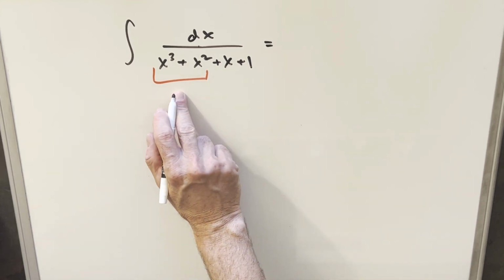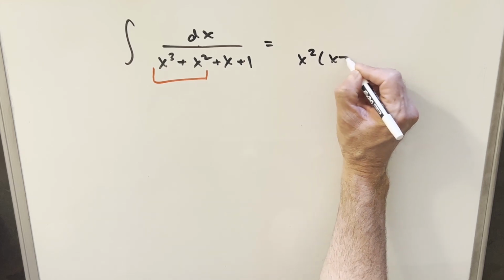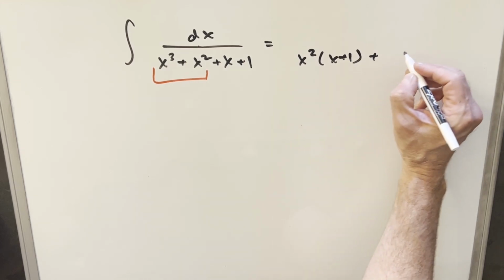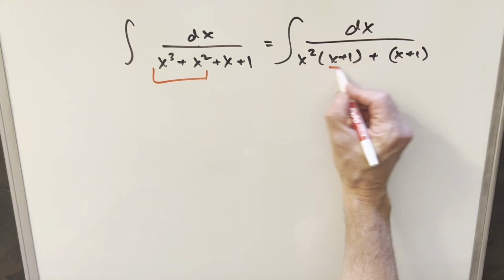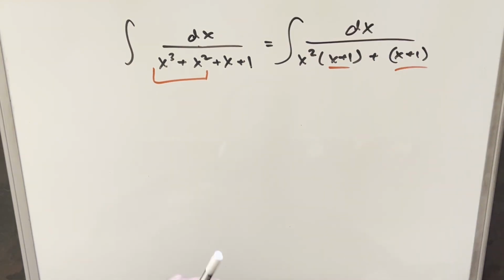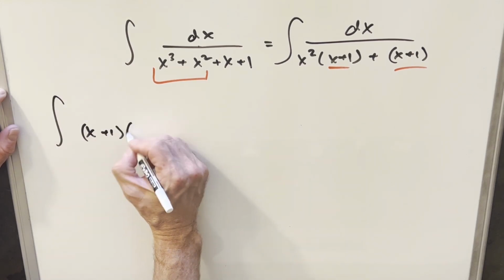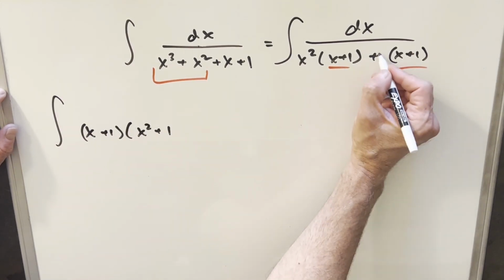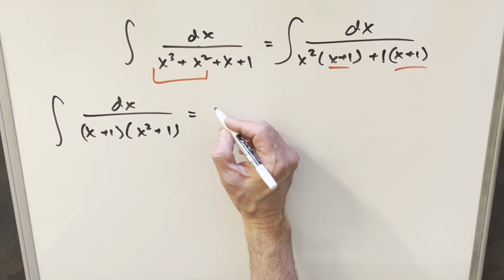So with these two terms, I can factor an x squared out, and this is going to become x plus 1, which is nice because we also have an x plus 1 right here. So now we have this x plus 1 in common, so I'll factor that out. When I rewrite it, we're going to have x plus 1 times x squared plus 1. Just noticing we have a 1 coefficient there. But from here, we're in a good position for partial fractions.